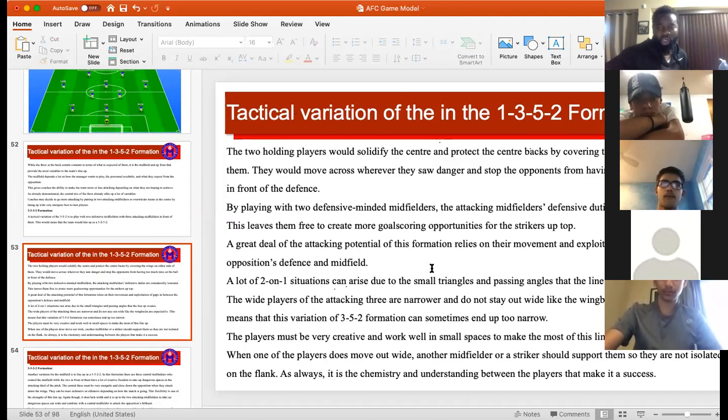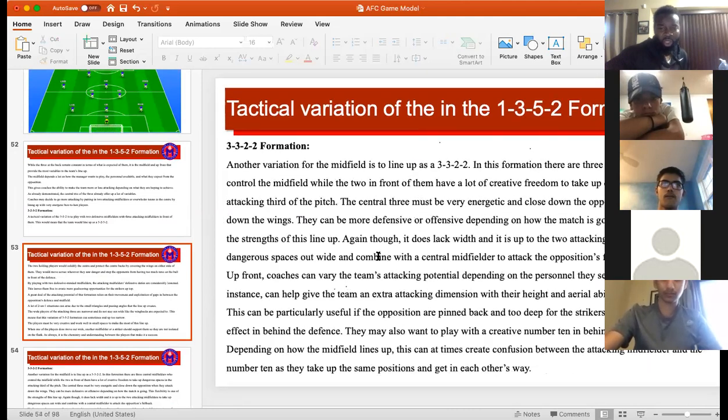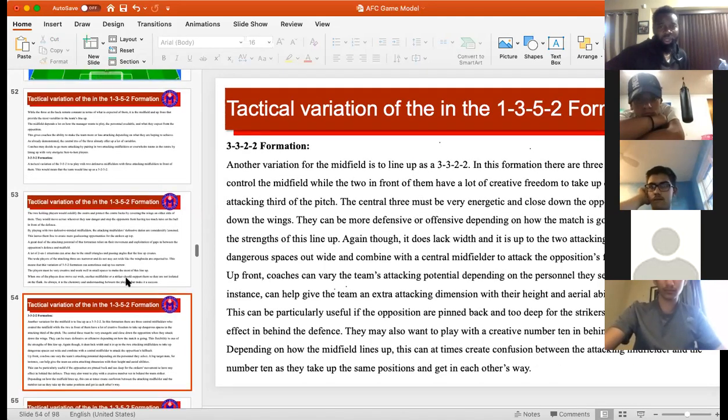The midfielder and defender should always work together. They should communicate. They should link up with each other to be able to get in there, right?